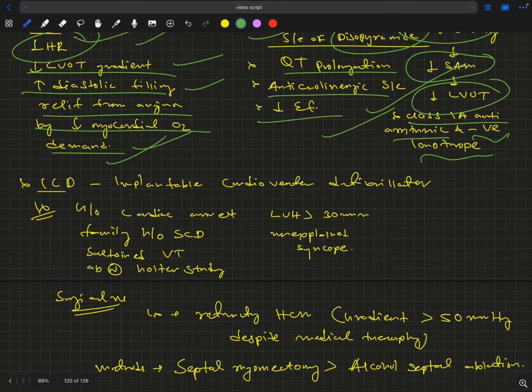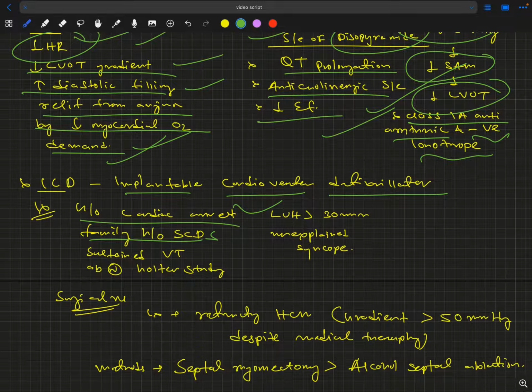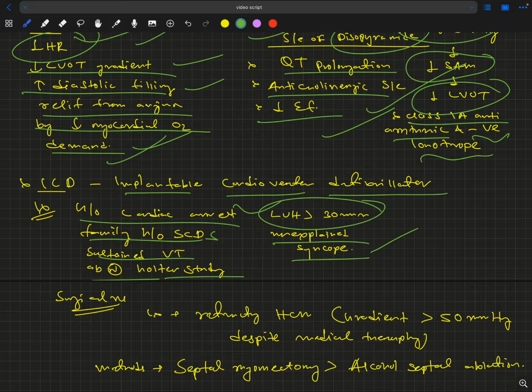So what is an implantable cardioverter defibrillator? In ICD, the indications are history of cardiac arrest, family history of SCD, sustained ventricular tachycardia, abnormal Holter testing, and when the LVH is more than 30 mm, or there is unexplained syncope. These are the indications of an implantable cardioverter defibrillator.